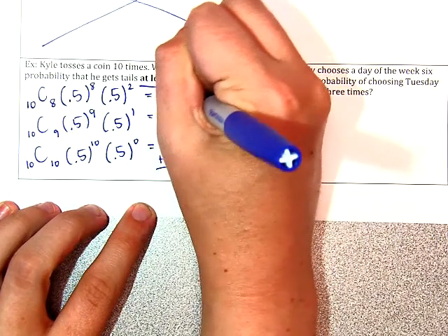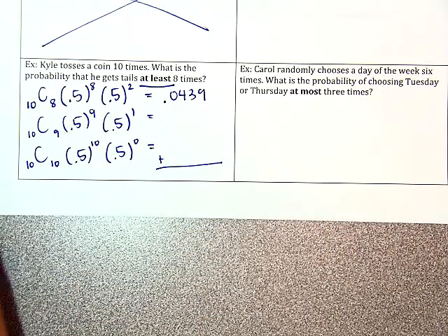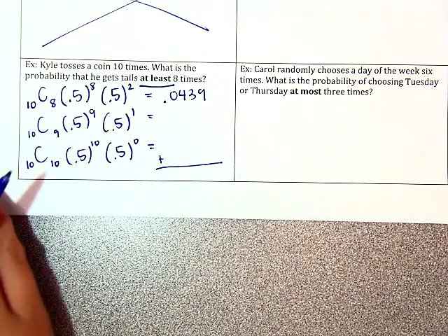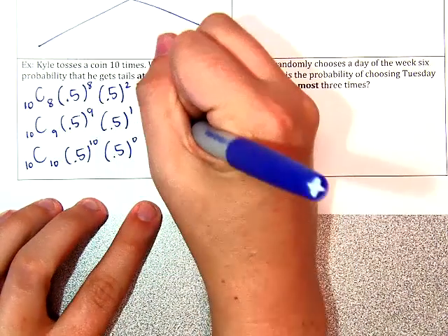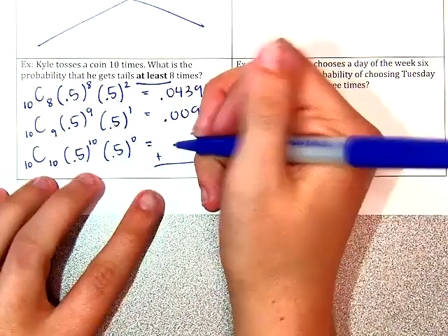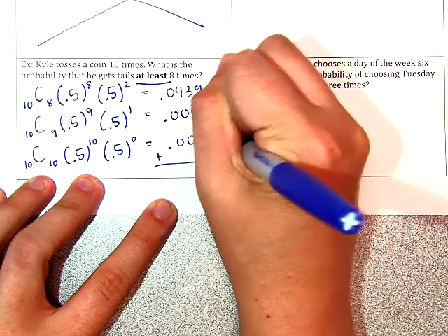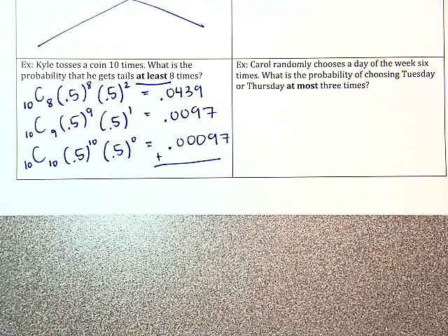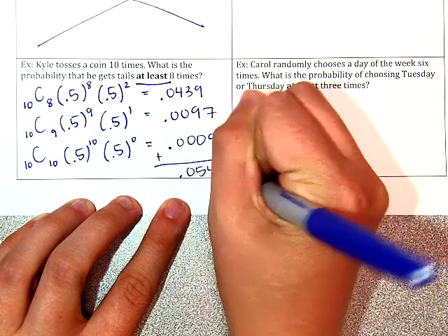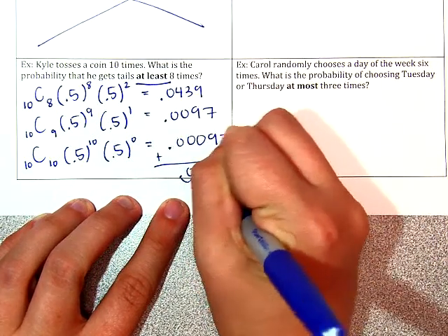0.0439 is the first one. 0.0097 is the second one. 0.00097 is the third one. 0.0545 when I add them all together, so 5.45%.